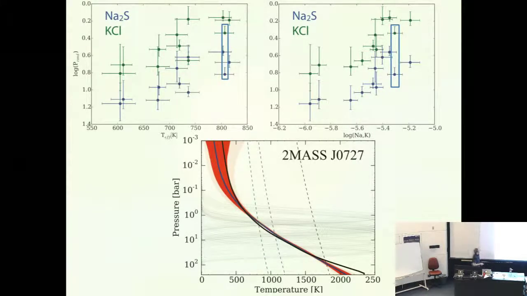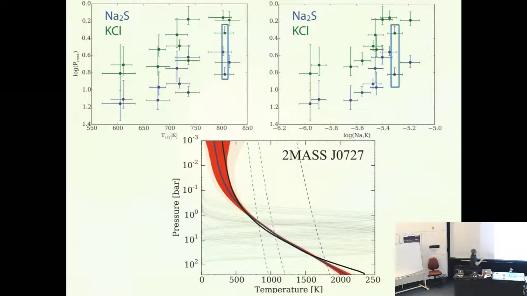So this is where you would form an enstatite cloud. This is where you would form a sodium sulfide cloud, Na2S, and this is where you would form a potassium chloride cloud. And so if you plot where the retrieved temperature profile intersects these equilibrium condensate curves, that's where the cloud base would form. Think of this as the cloud base as a function of pressure, as a function of temperature right here.